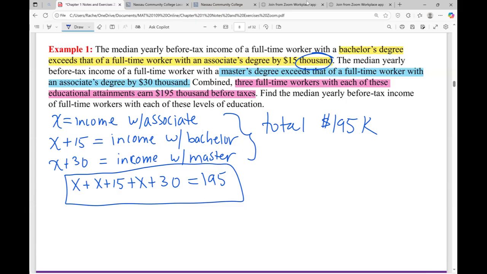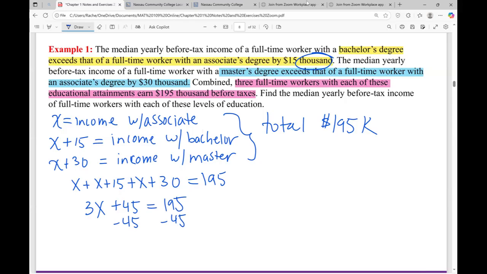So let's solve for X now. We could combine like terms, right? X plus X plus X is going to be 3X, and then 15 plus 30 is 45, and that should equal 195. We want to solve for X, so let's subtract 45, and we're going to get 3X equals 150. Now, if we solve for X, divide by 3. 150 divided by 3 is 50. So we're going to get X equals 50.